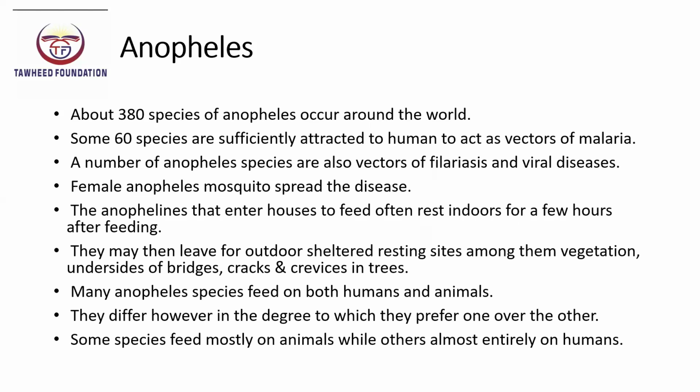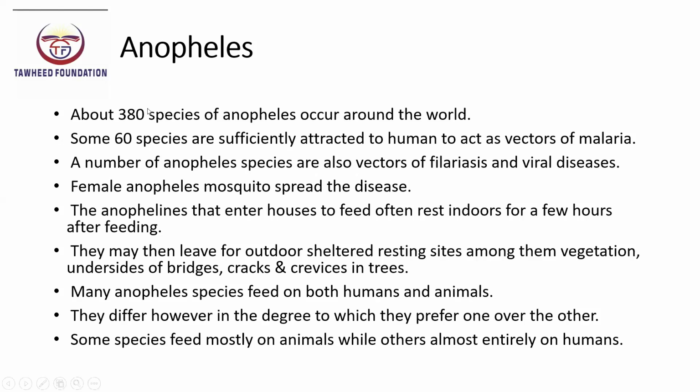Some 60 species are sufficiently attracted to humans to act as vectors of malaria. A number of Anopheles species are also vectors of filariasis and viral diseases. Female Anopheles mosquitoes spread the diseases easily. The anophelines that enter houses to feed often rest indoors for a few hours after feeding. They may then leave for outdoor sheltered resting sites, among them vegetation, undersides of leaves, and cracks and crevices in trees.